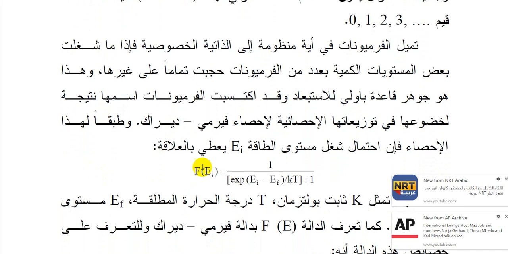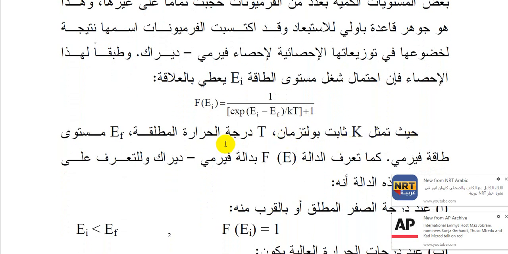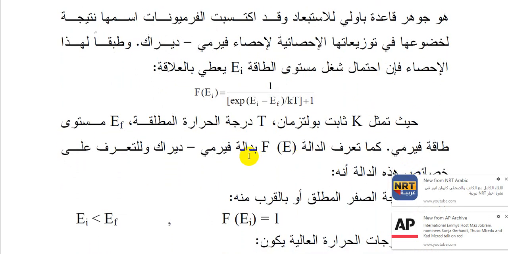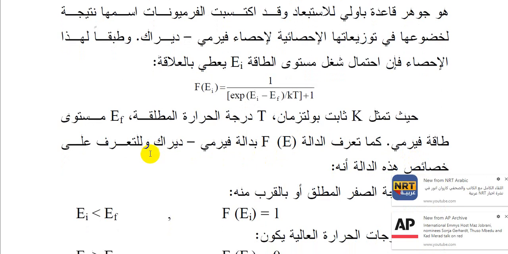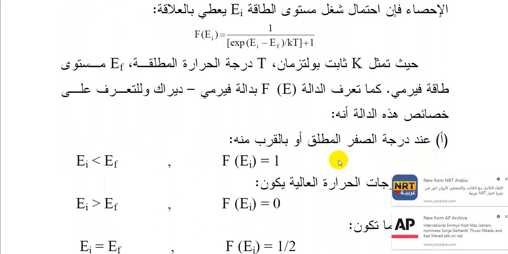And accordingly, the statistics is defined as the probability of occupying the Ei energy level, which is given by the relation f(Ei) equals 1 over exponential (Ei minus EF) over kT, as you can see right here for you. Here k represents the Boltzmann constant, T is the absolute temperature, and EF is the Fermi energy level. The function is known as the Fermi-Dirac function, and its characteristics are very important.